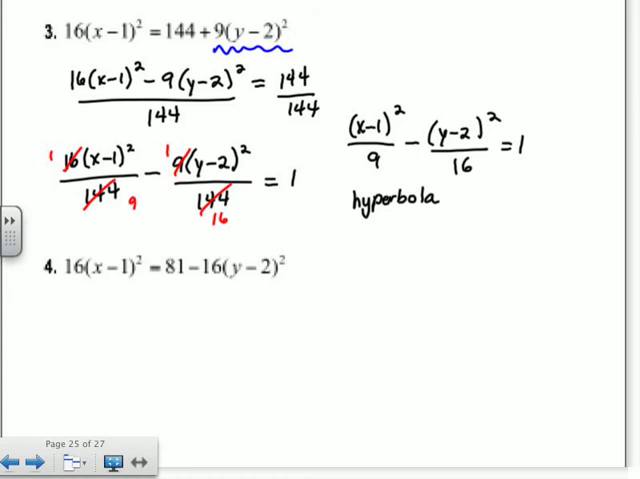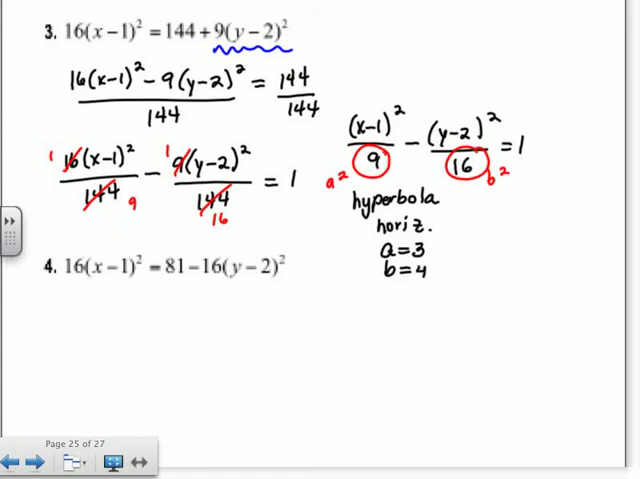Let's see. So it's a hyperbola. It's horizontal. For a hyperbola, the a squared is always first. So a squared is 9, so a is 3. So that's a squared. The other one is b squared. So b is 4.